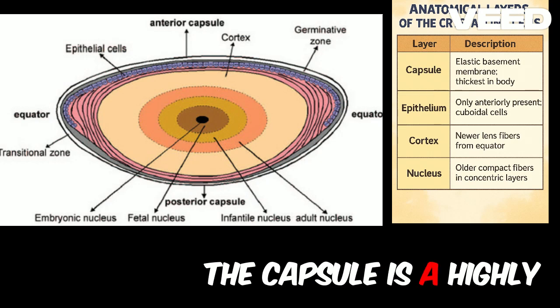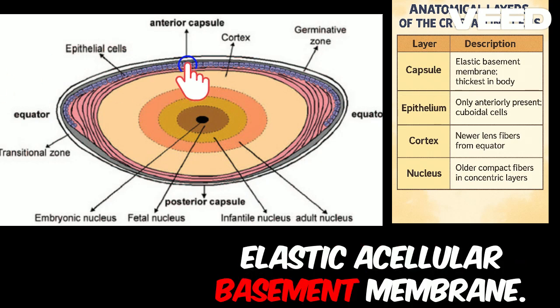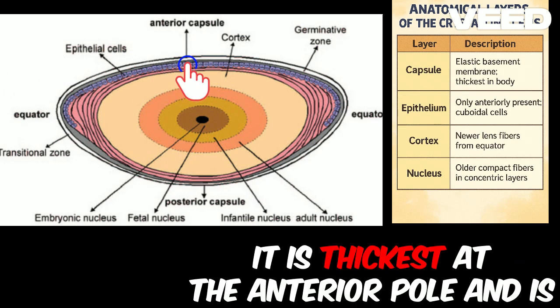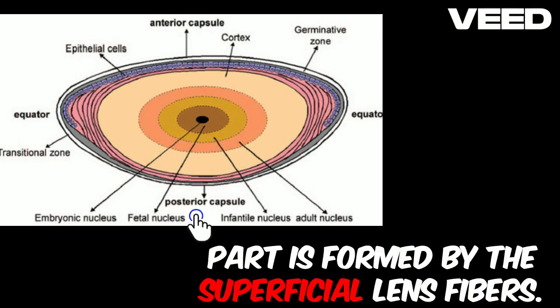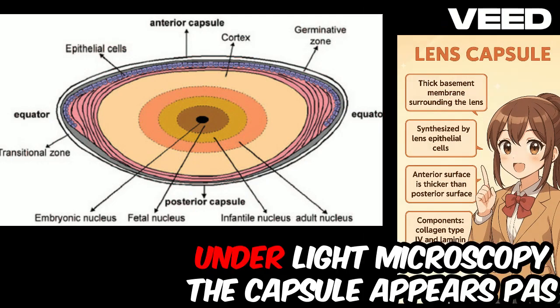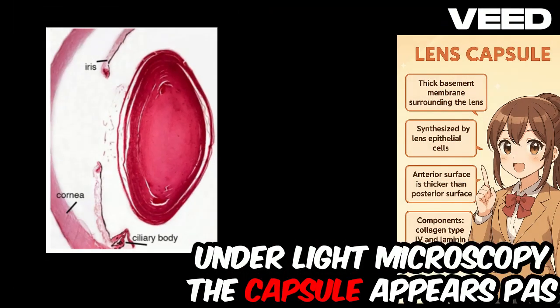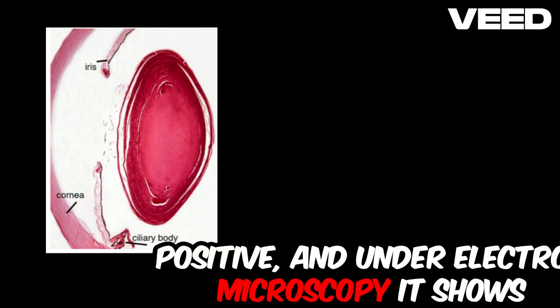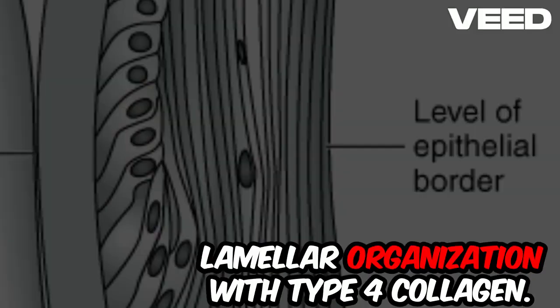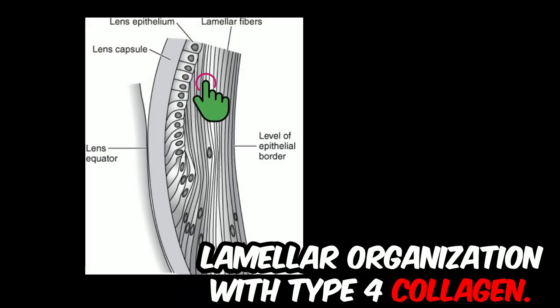The capsule is a highly elastic acellular basement membrane. It is thickest at the anterior pole and is secreted by the underlying lens epithelium, while the posterior part is formed by the superficial lens fibers. Under light microscopy, the capsule appears PAS positive, and under electron microscopy, it shows lamellar organization with type IV collagen.